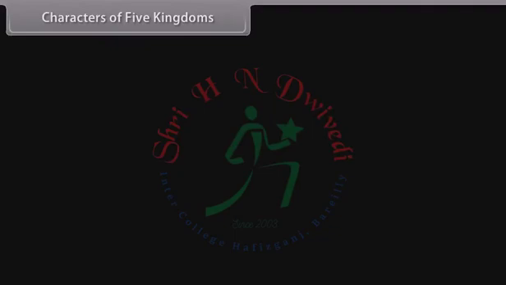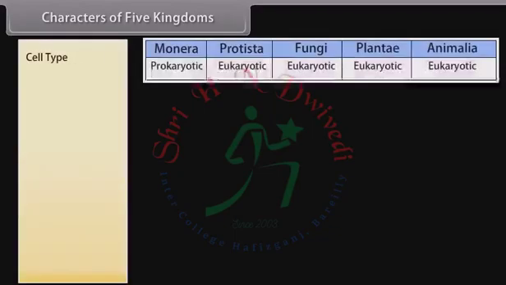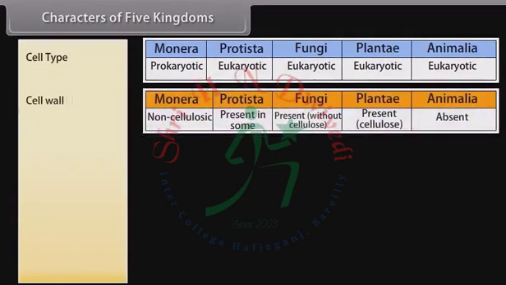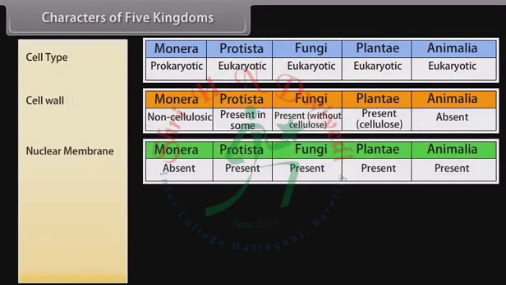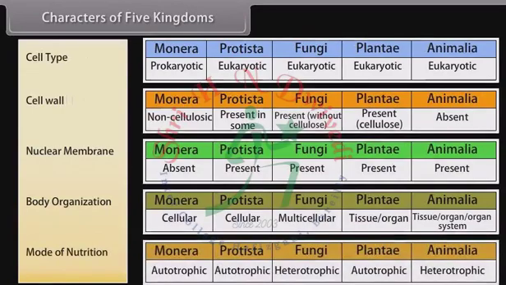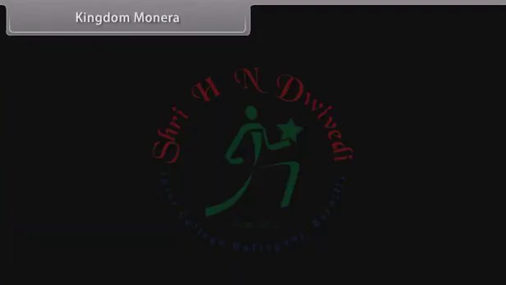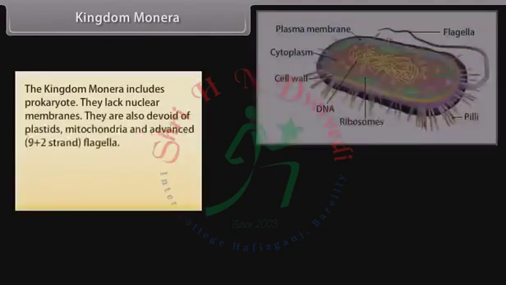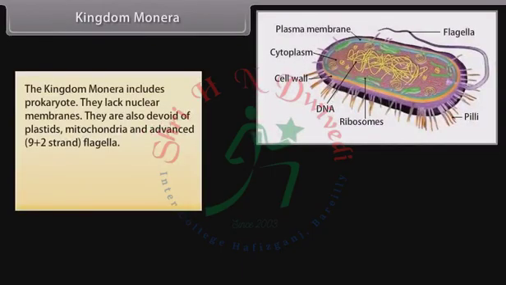Characters of five kingdoms: cell type, cell wall, nuclear membrane, body organization, mode of nutrition. Kingdom Monera. The kingdom Monera includes prokaryotes. They lack nuclear membranes. They are also devoid of plastids, mitochondria, and advanced 9+2 strand flagella.